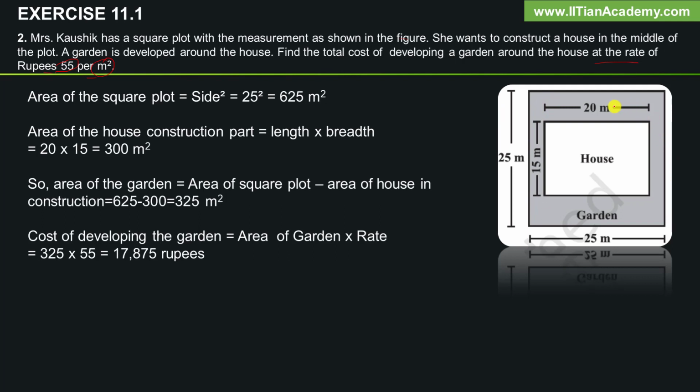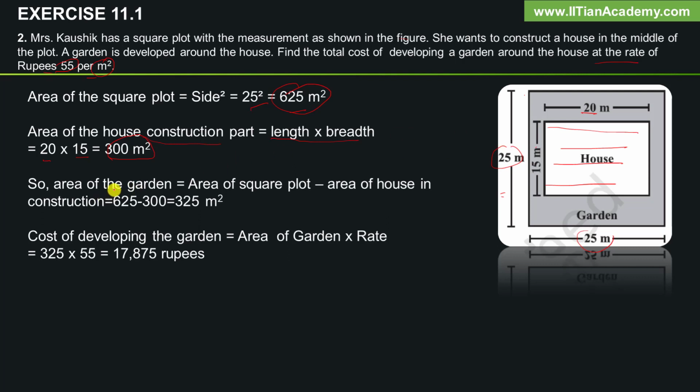Here, we can see plot is a square and house constructed is a rectangle. We can see here area of garden can easily be calculated if we know area of whole plot and area of house. Now area of plot equals side square as plot is a square. This is equal to 25 square equals 625 meters square. House is a rectangular shape. Hence area of house is length into breadth, which is equal to 20 into 15. That is 300 meters square.